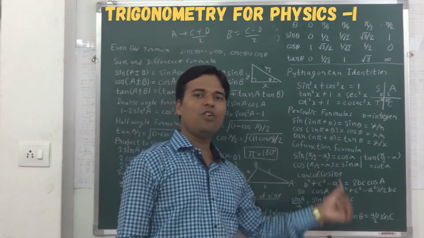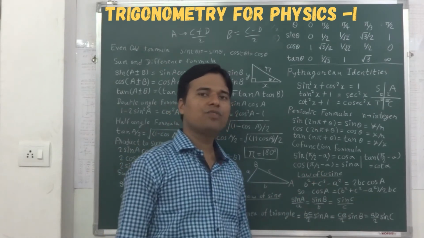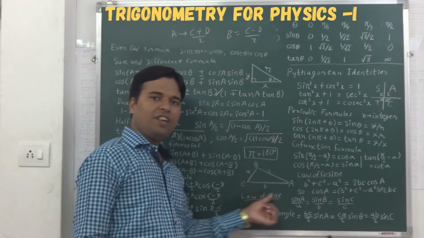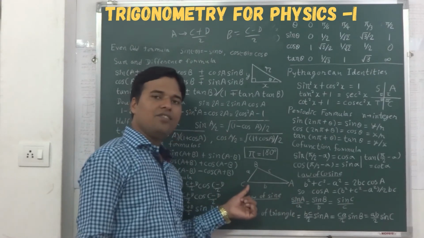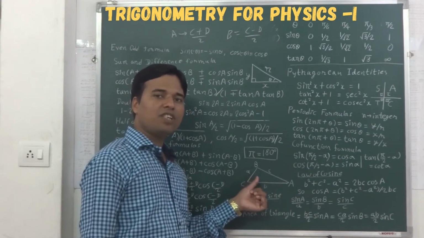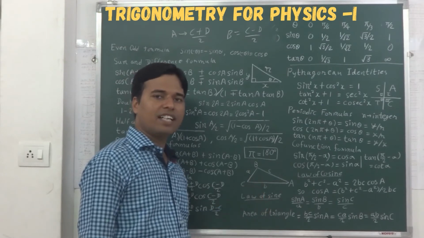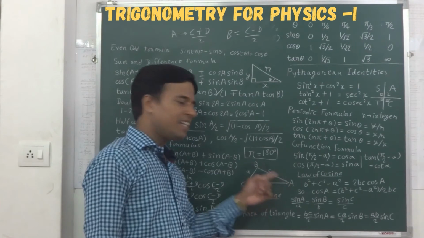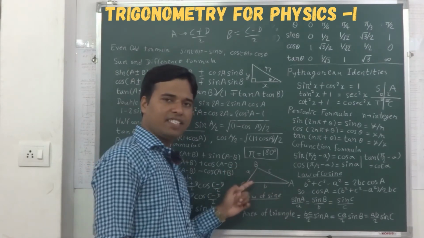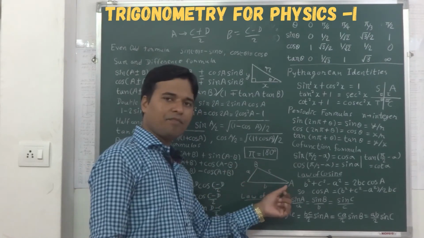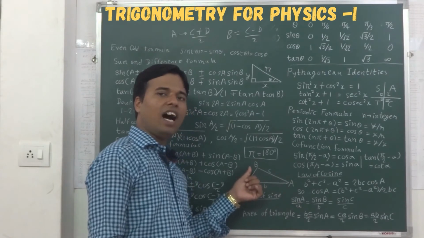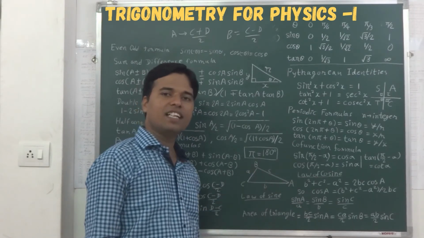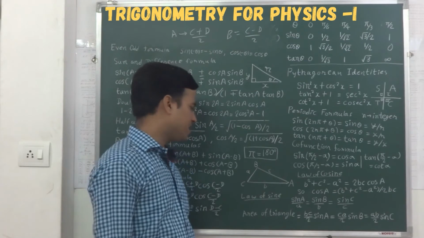Take a simple triangle where it is not required to have a right angle. In that triangle the angles are denoted by capital letters A, B and C, and the opposite sides are denoted by the related smaller letters.